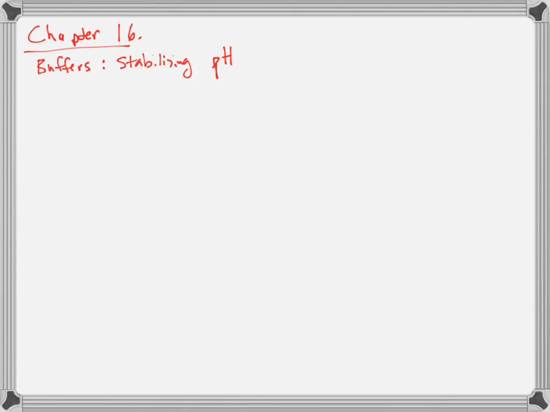So what has to be present if I add acid and the pH doesn't change? What has to be in the solution? A base. What happens if I add base and the pH doesn't change? What also has to be in the solution? Acid. So what we have to have is some solution that has both an acid and a base present.